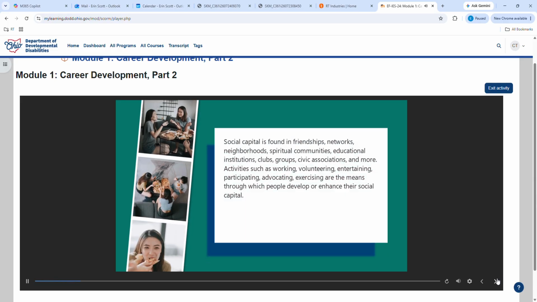Social capital is found in friendships, networks, neighborhoods, spiritual communities, educational institutions, clubs, groups, civic associations, and more. Activities such as working, volunteering, entertaining, participating, advocating, exercising are the means through which people develop or enhance their social capital.